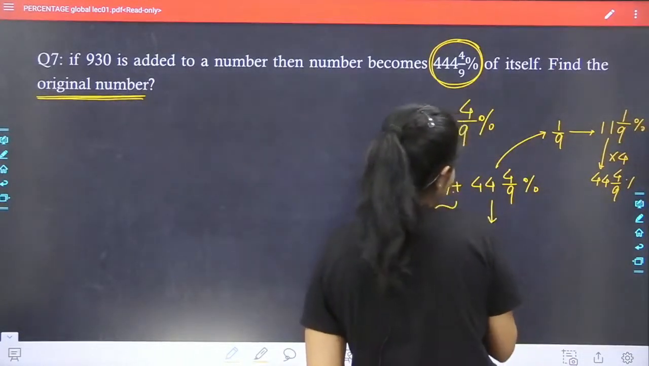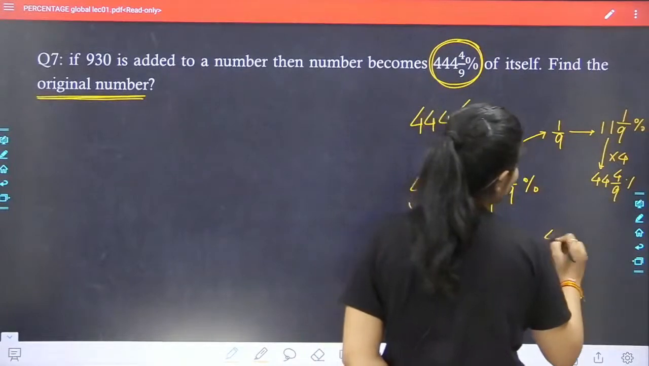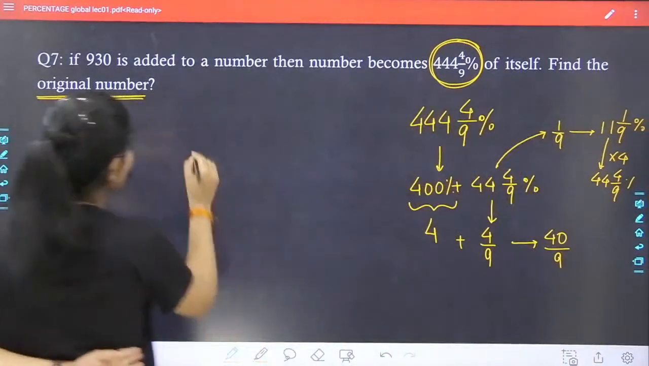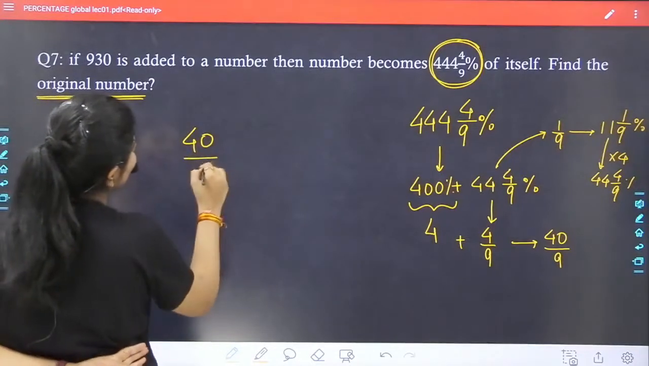That means the value of 44 4 by 9% is nothing but 4 by 9. And if I add these values, what will I get? I'll get 40 by 9 as my answer.